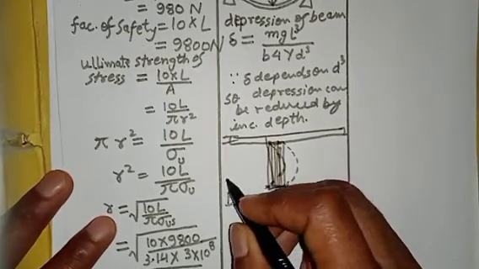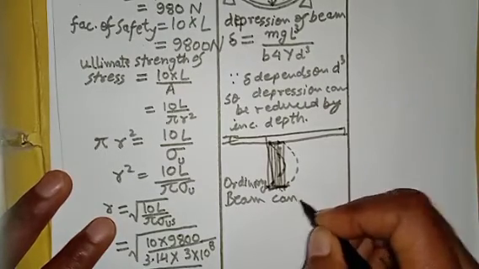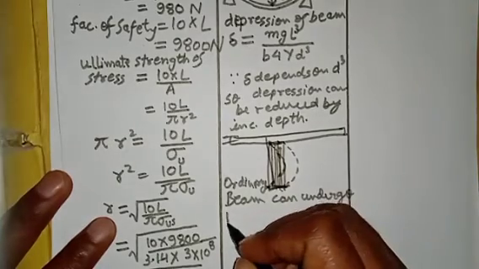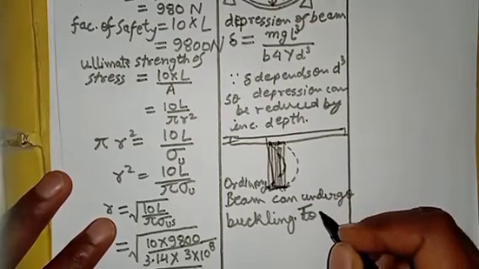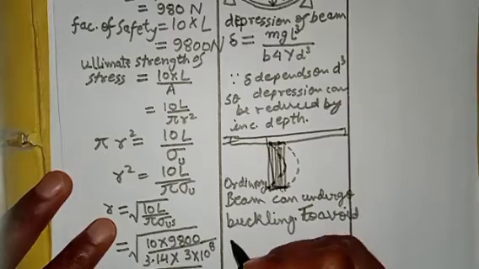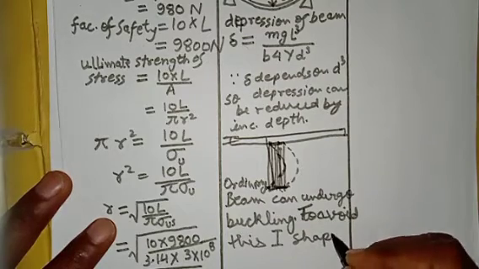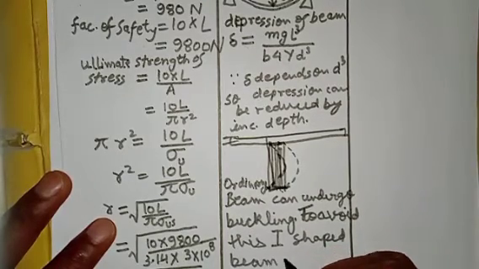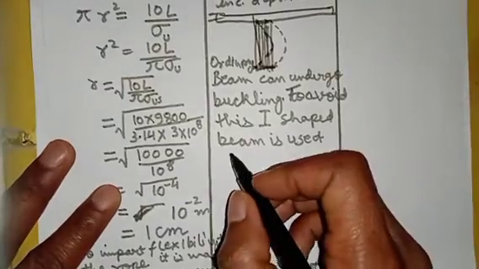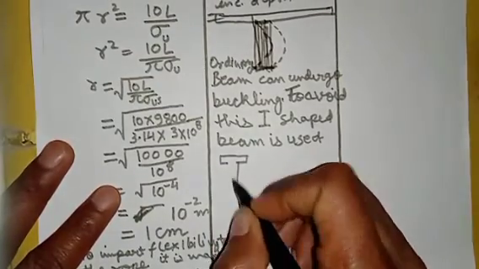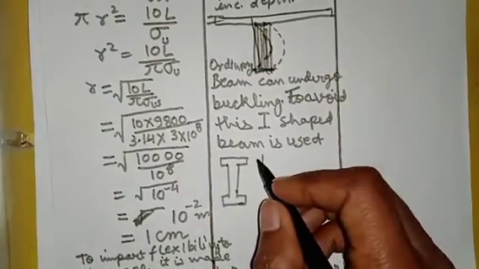An ordinary beam can undergo buckling. To avoid this, an I-shaped beam is used. It looks like this.